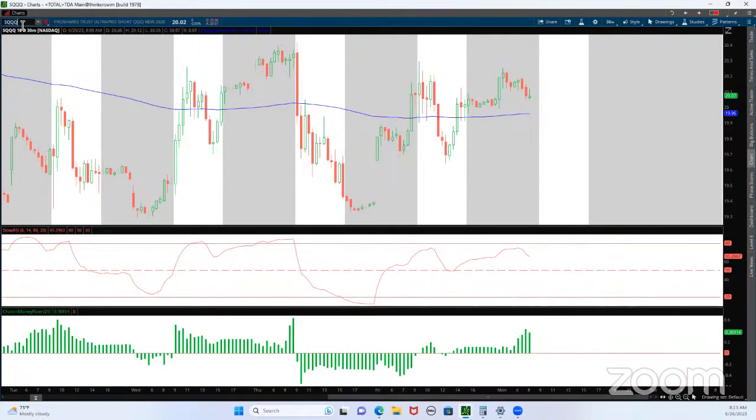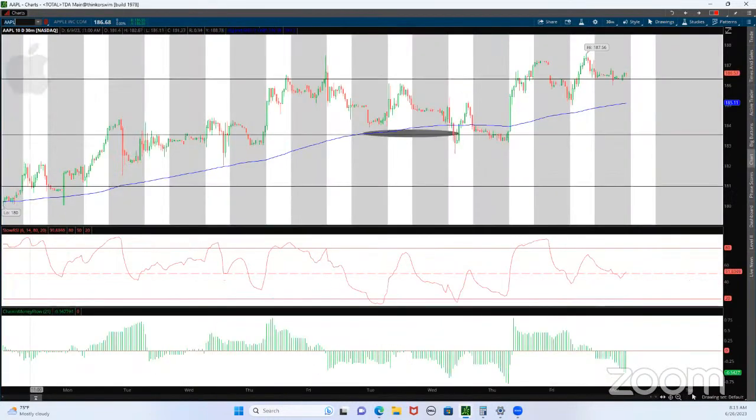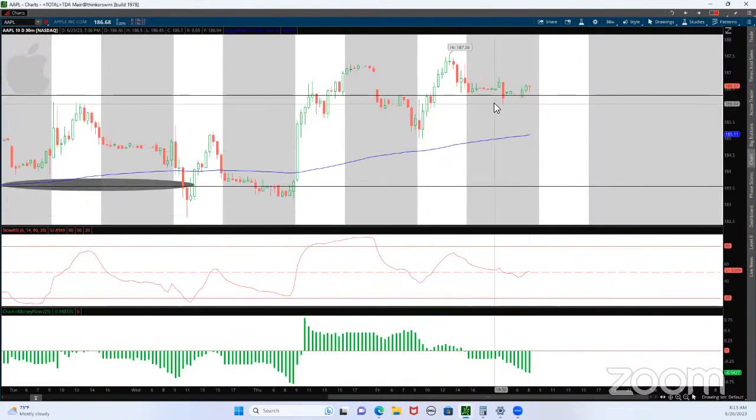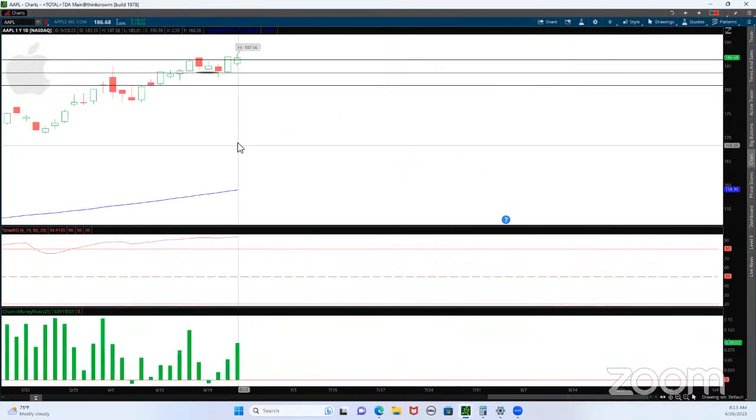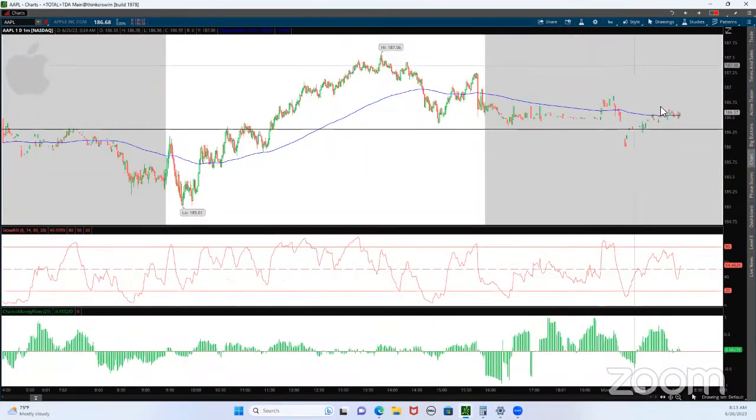Let's take a look at Apple and see if they're following SPY. Apple still has a lot of momentum here. Let's look at the daily. All right, so they hit a high of 187.5. They broke this resistance wall here on Friday. Let's see where they're at right now. 186.6. Yeah, they're holding. Damn, Apple is freaking tough.